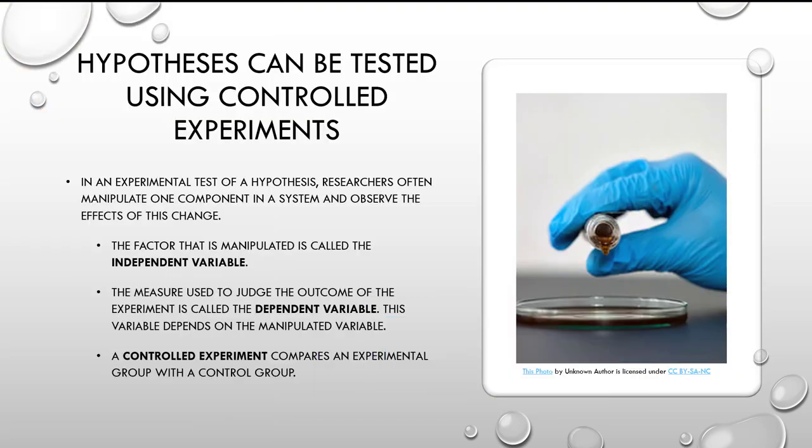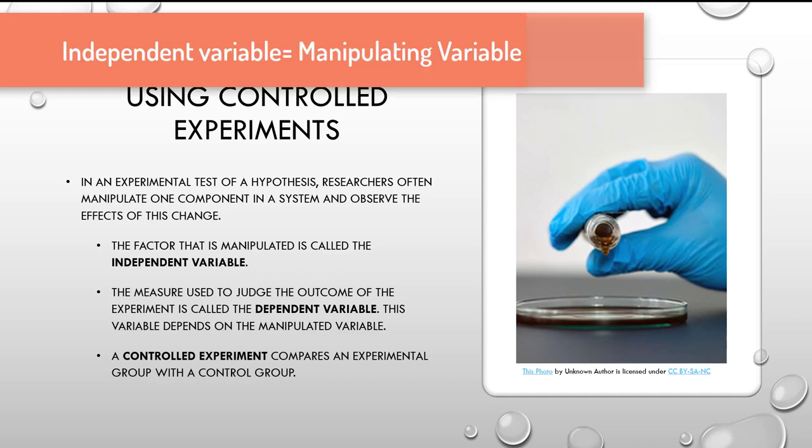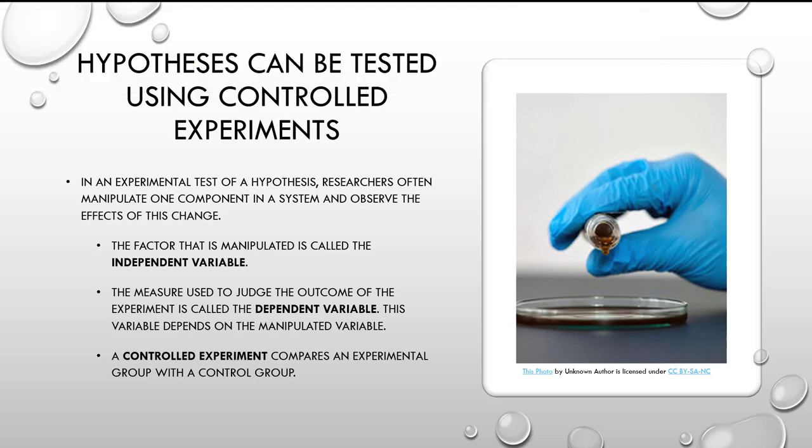All right. Now, when we conduct an experiment, we want to make sure that the experiment is going to test our hypothesis. So we want to make sure that we're only manipulating one component of the experiment and observing the effects of that change. When we're manipulating just one factor, it's called the independent variable. The independent variable is the manipulated variable. It's the variable that we ourselves are changing in that experiment. The dependent variable is what we're measuring, the outcome.